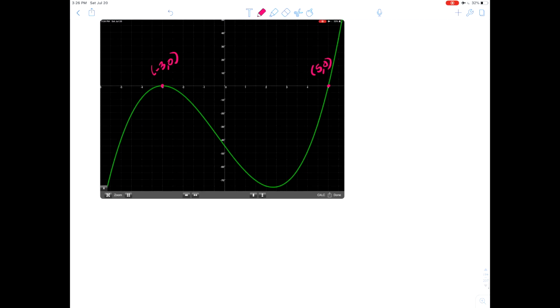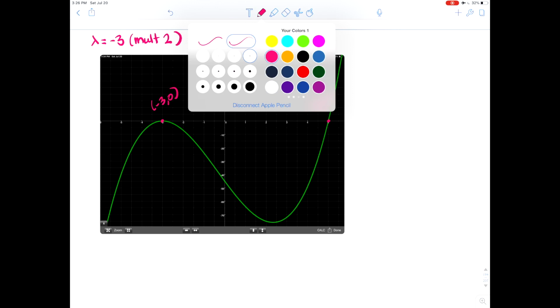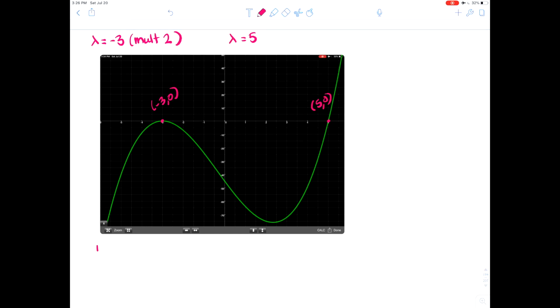So now we need to find our eigenvectors, right? We'll call this part B.